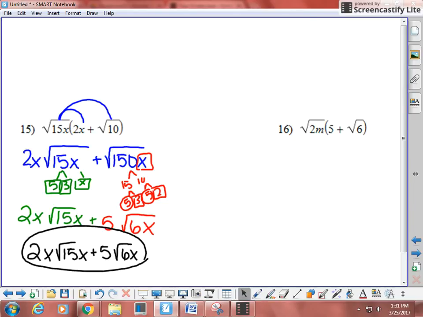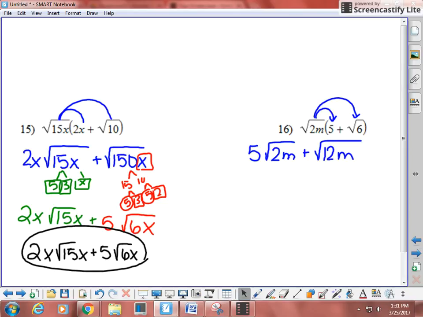All right, on to the last one of this. Same thing. Okay, so here the 5 is just a number, and the 2m is underneath the square root. So I want to write that as 5 square root 2m. Here, they're both underneath the square root, so I can write that as a square root of 12m.